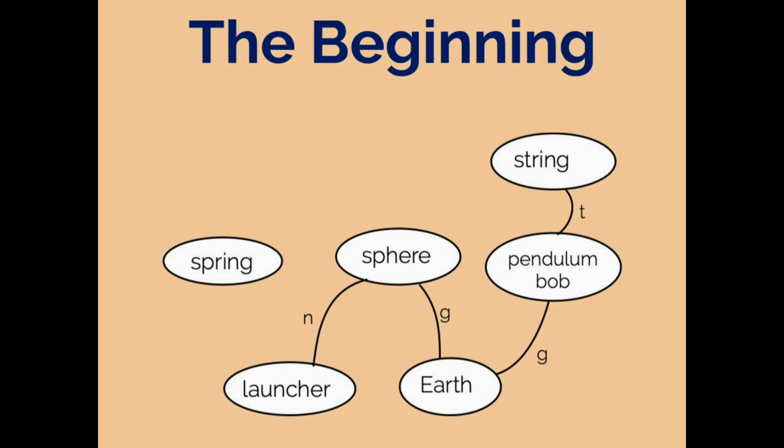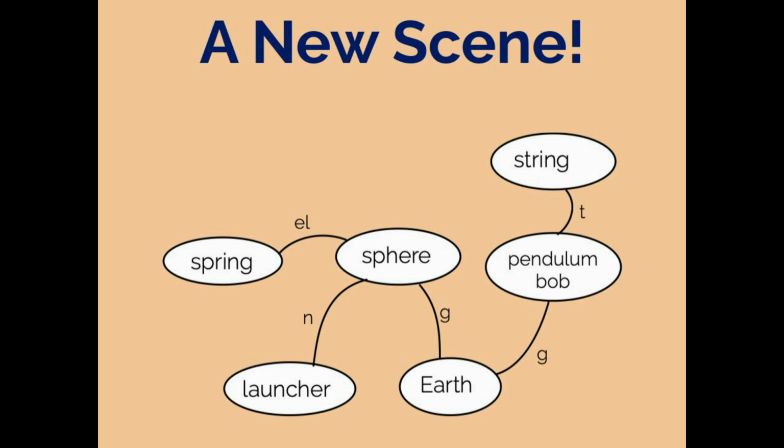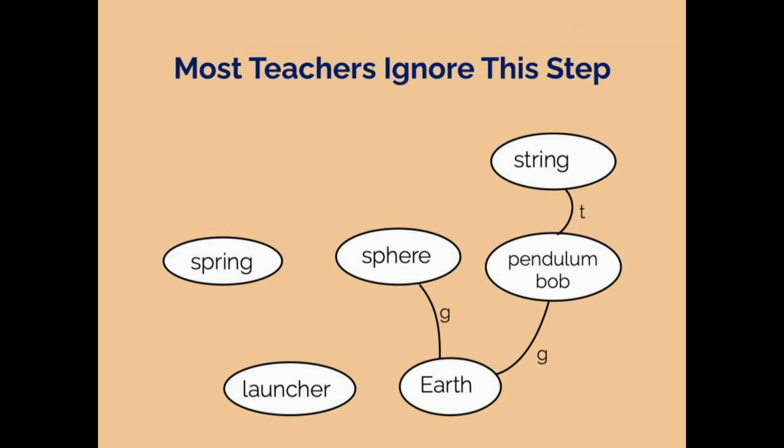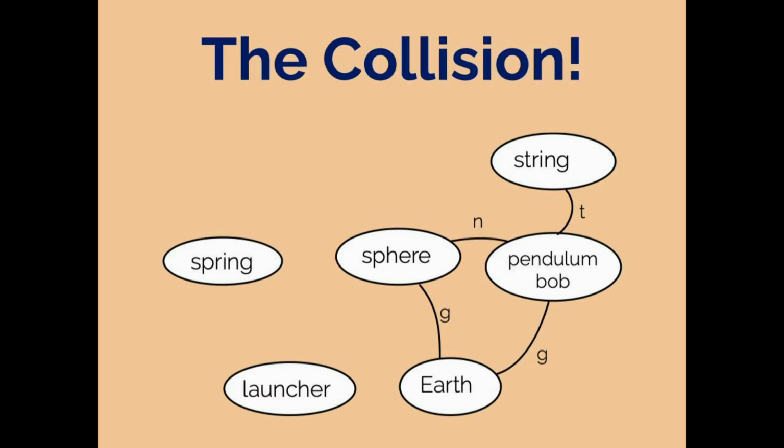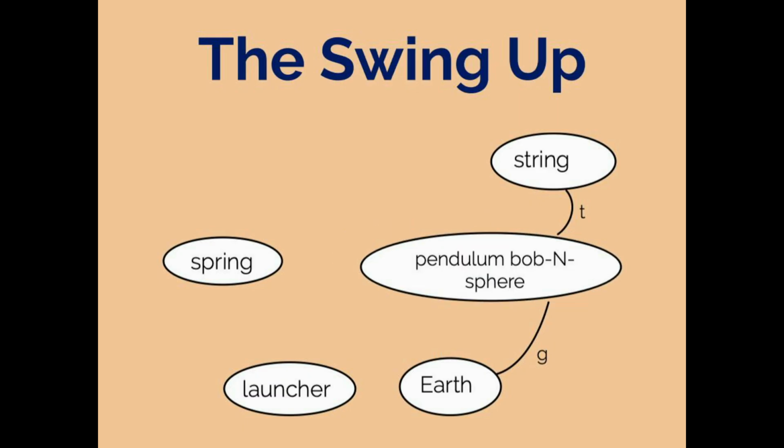Then the launching happens. You get an elastic interaction between the spring and the sphere. This is sort of when the ball is being burst out of the gun. Then, which is something we don't normally talk about, the ball travels through the air. The sphere is just falling due to the force of gravity. And then there's a collision with the pendulum bob. And then the pendulum bob and sphere, in my mind, become one object, so they become one circle, and it swings up. You'll notice I've drawn a lot of different interaction diagrams to explain this.